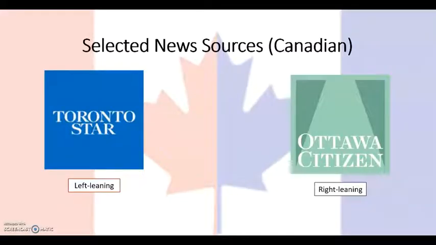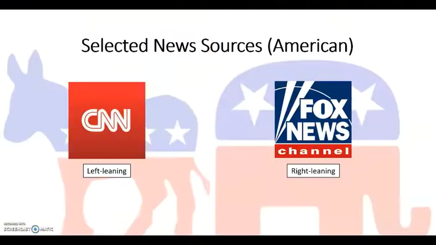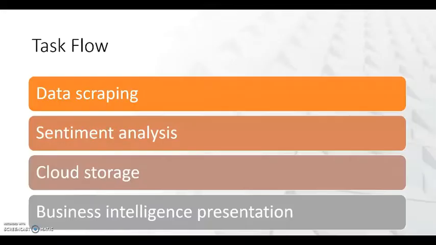We've selected 2 Canadian sources, one left, one right. That's the Toronto Star and the Ottawa Citizen. And 2 US sources, CNN and Fox News, of course, one left and one right-leaning.